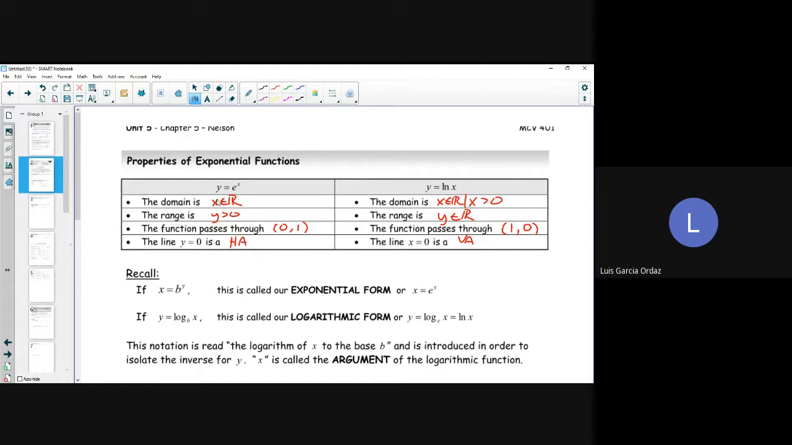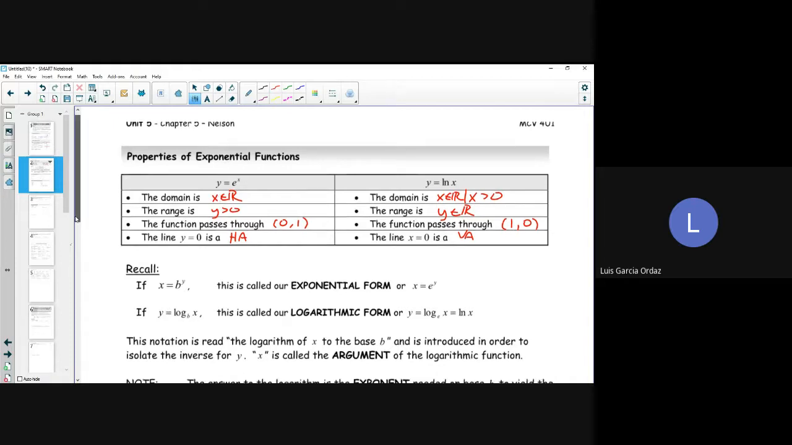So remember, if x is equal to b to the power of y, this is called our exponential form. If y is equal to log base b of x, this is called our logarithm form. So we've learned that in advanced functions last year.